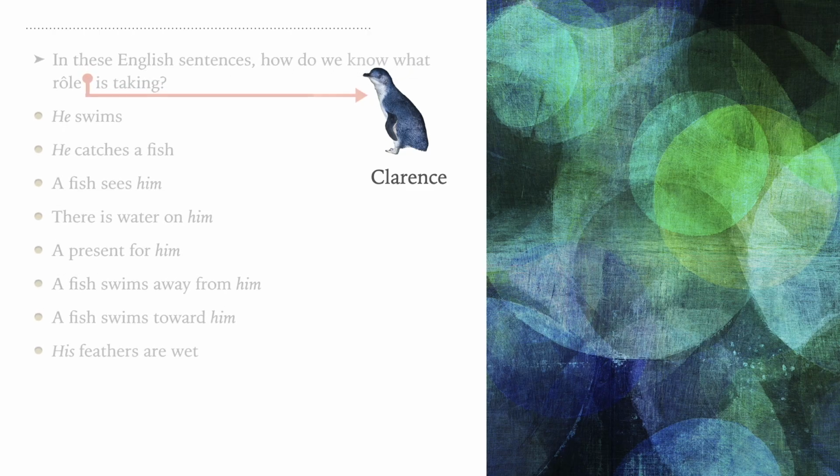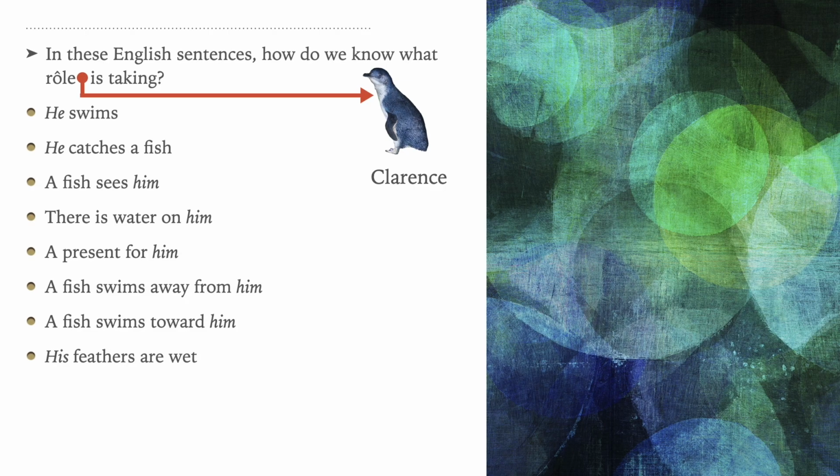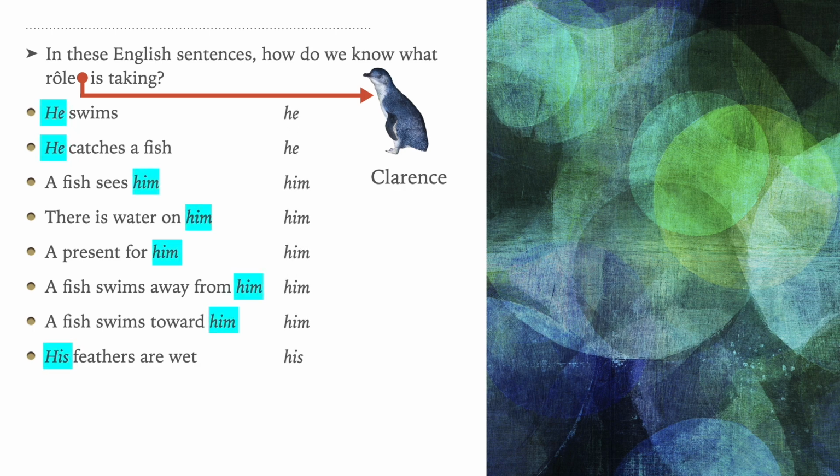In these examples, the exact same situations are occurring, but we're replacing a penguin with his pronouns. So now we have he swims, he catches a fish sees him, there is water on him, a present for him, a fish swims away from him, a fish swims toward him, and his feathers are wet. Now, we can tell right away here that the sequence of words, the actual order of the words, hasn't changed at all. But, importantly, the pronoun has changed.